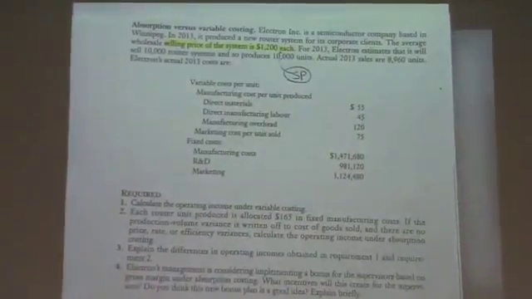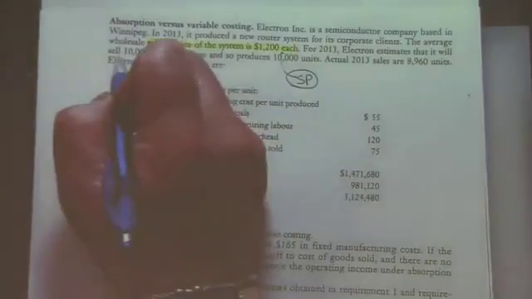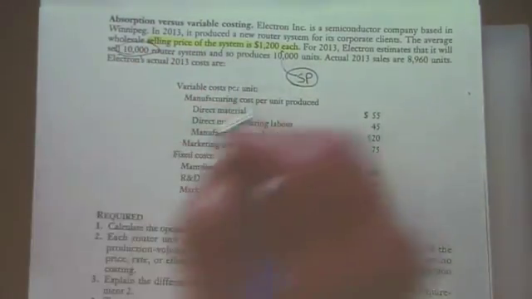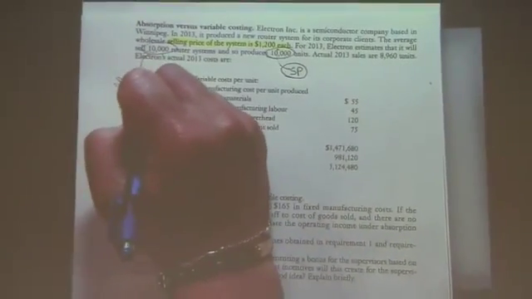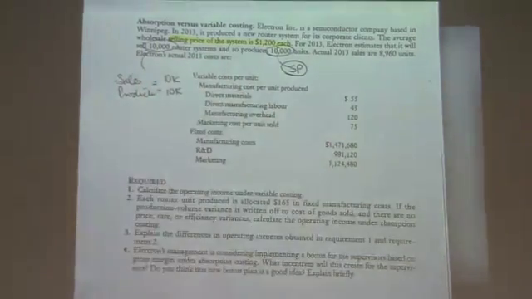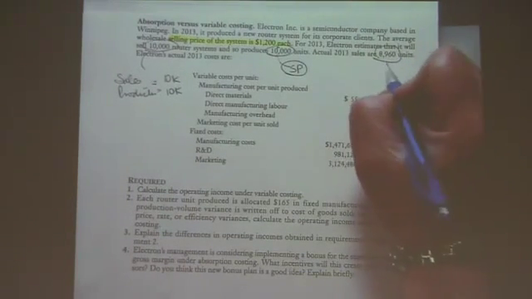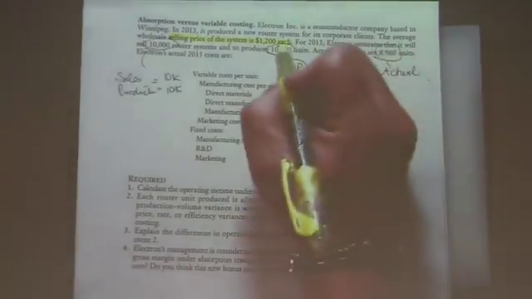And for 2013, Electron estimated it will sell 10,000 routers, and they produced 10,000 routers. So sales and production equals 10,000. 2013 actual sales is 8,960. So this is important information to note.